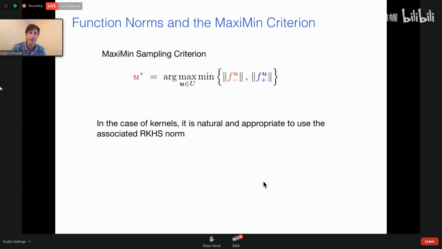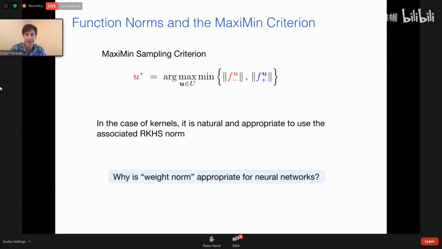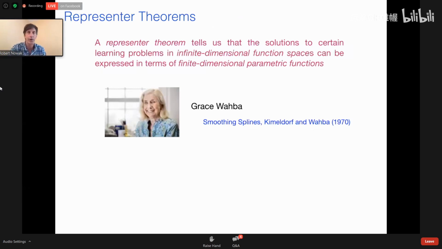In the case of neural networks, what I suggested is that the weight norm is something we can use, like the L2 norm of all the weights in the neural network. So why is that a good choice? That's what I'm going to spend the rest of the talk on. To do that, we're going to talk about representer theorems.